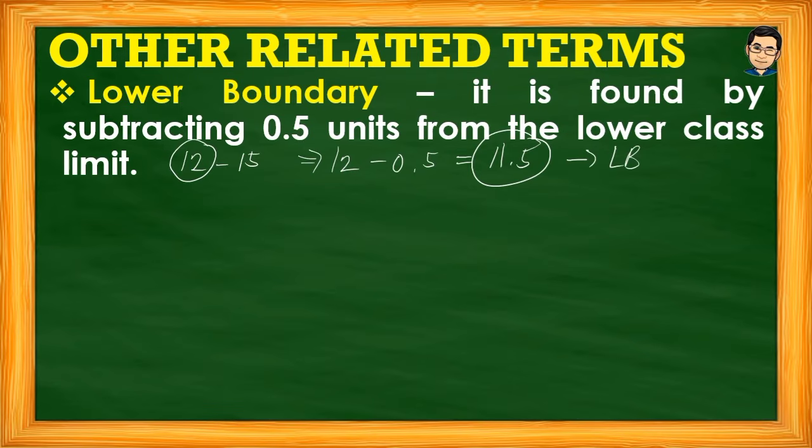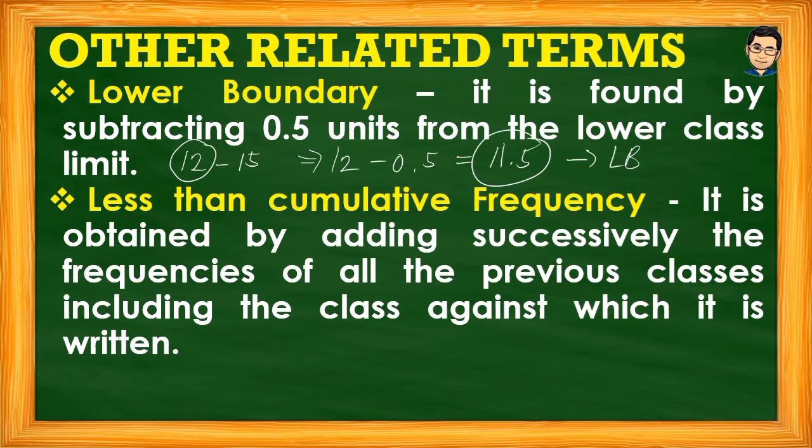So, ibig sabihin ng 11.5 po na ito po yung ating lower boundary. So, LB. So, dinedenote siya as LB. So, pag nakita niyo yung LB, that means lower boundary. So, we don't need to write lower boundary. Basta LB, that is lower boundary. Next, less than cumulative frequency. It is obtained by adding successively the frequencies of all the previous classes, including the class against which it is written.